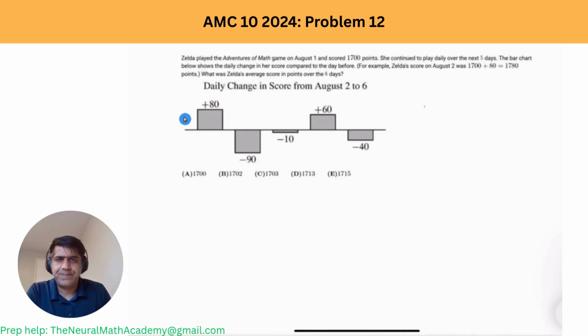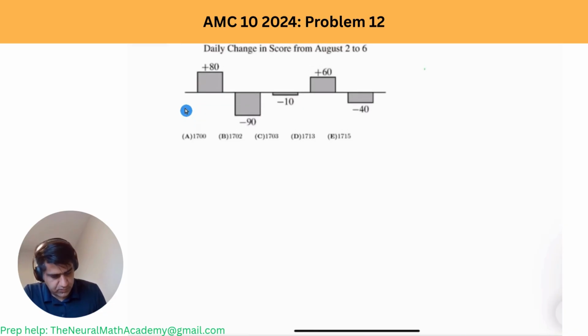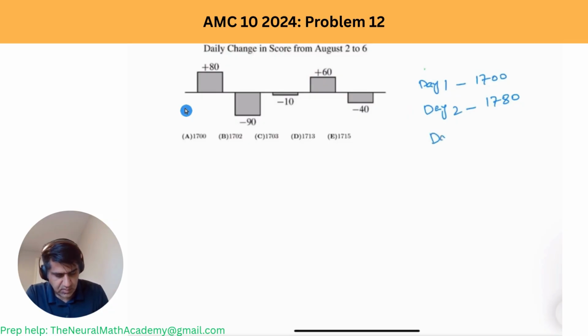So we are given this chart that shows the change in score with respect to the previous day. So if you see for day 1, she scored, let's say, 1700. Then day 2 is 1780, right? Because the score was higher. And then it was negative 90. So the day 3 score is 1690.